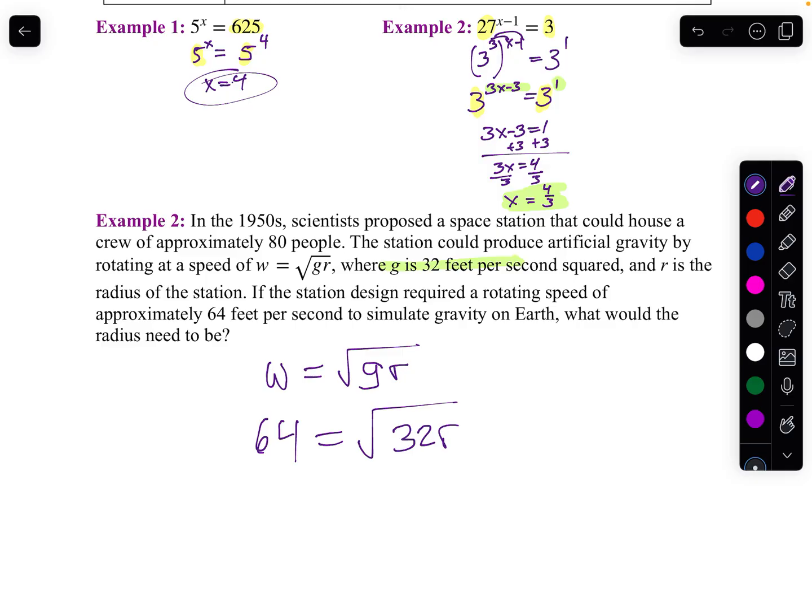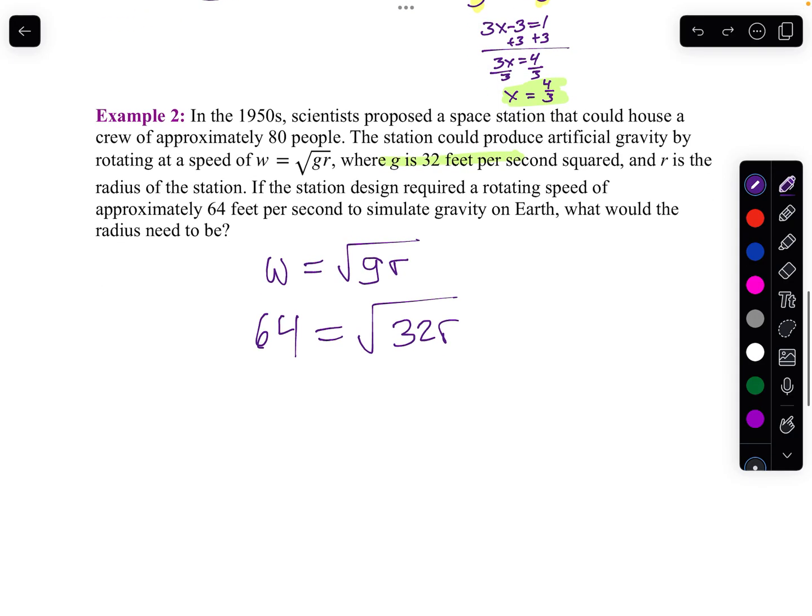Now, how in the world do I do that? The bases aren't even close to being the same, are they? So what we're going to do is make the bases the same. First thing I do, I'm going to get rid of that square root. I want to work with exponents. So I'm going to say this is 32R to the 1/2 power, because 1/2 we know is square root.